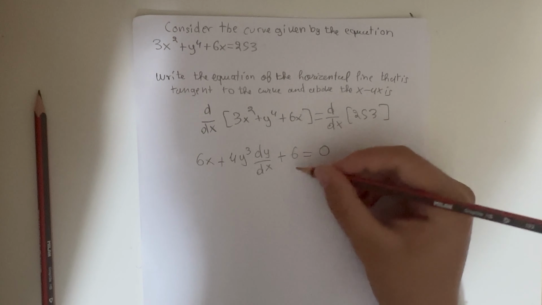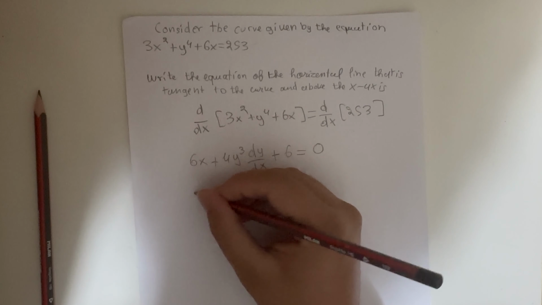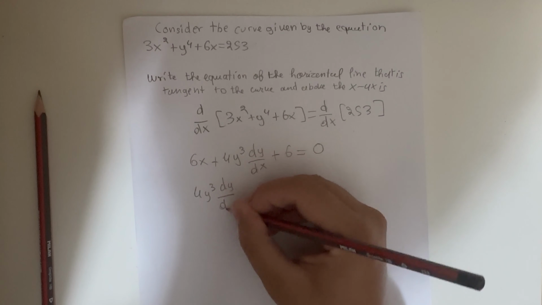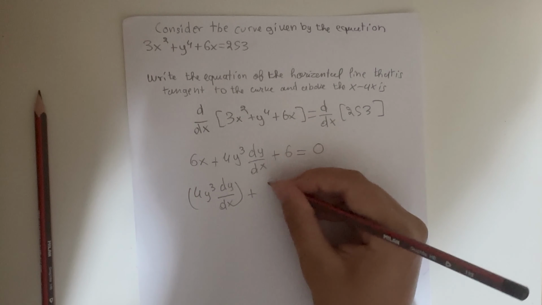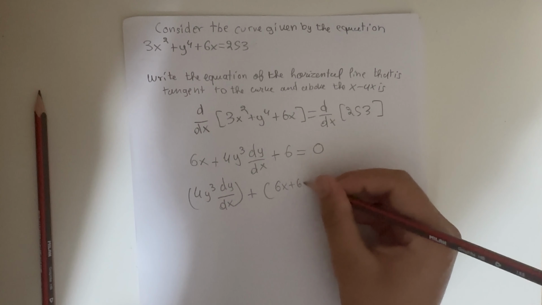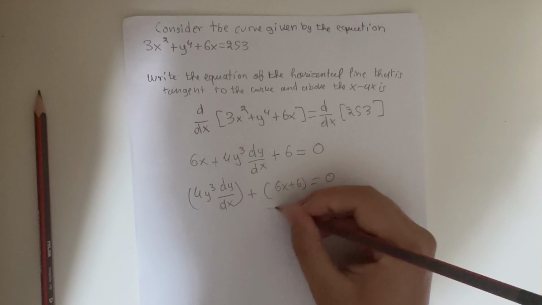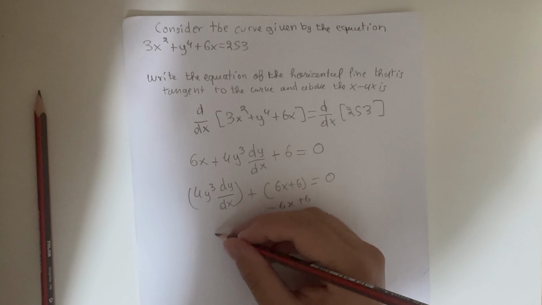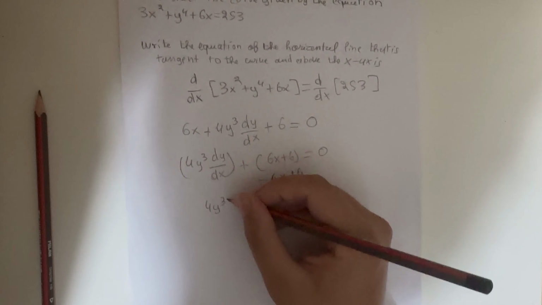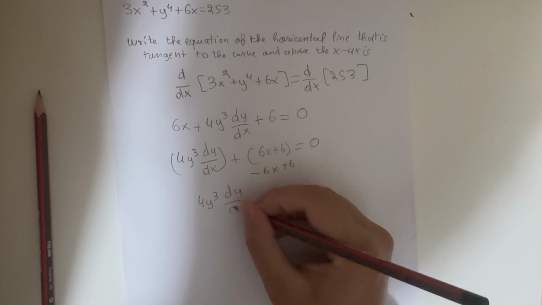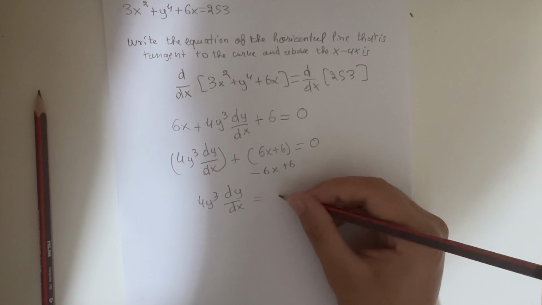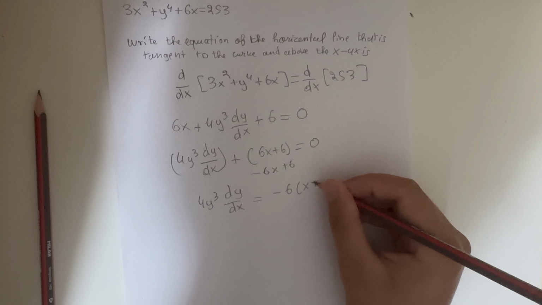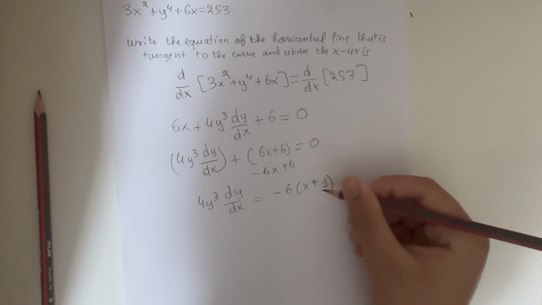And so I'm going to go ahead and rewrite this here. So I'm left with 4y cubed dy dx plus 6x plus 6 is equal to 0. So now I'm going to subtract 6x plus 6 from both sides. So I'm left with 4y cubed dy dx is equal to negative 6x plus 6. I'm going to write this as negative 6 times x plus 1 because it's going to come in handy later when I want to solve for x here.